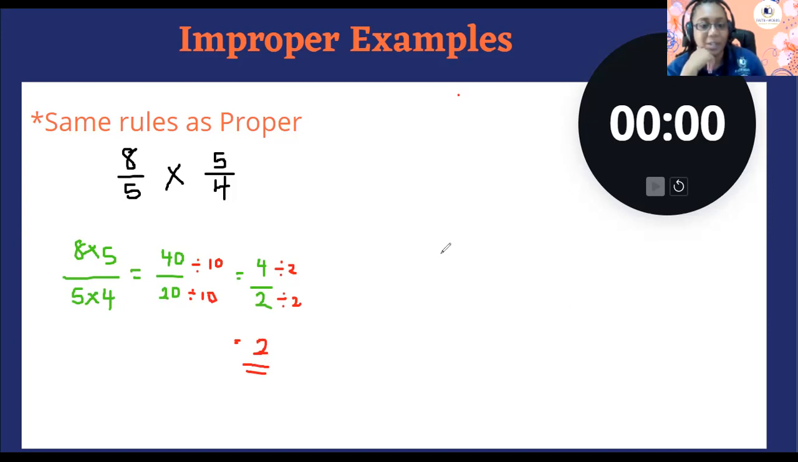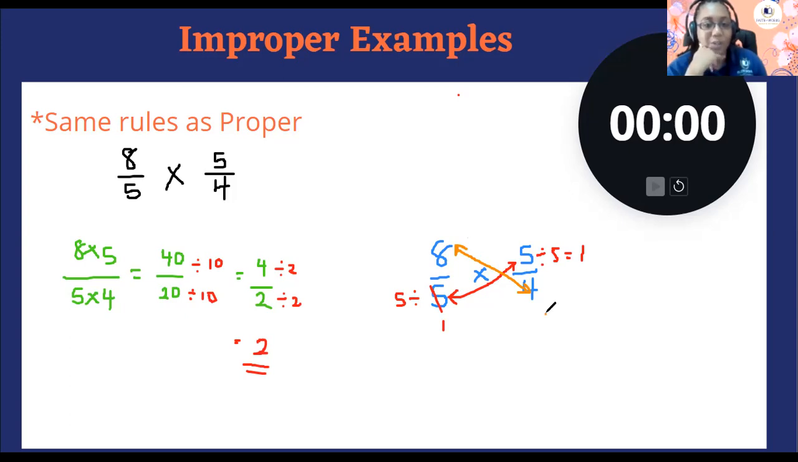Let's say we did cross cancellation. Let's cross it this way. Are they multiples of each other? They're actually the same. So 5 divided by 5 will give us 1. Now let's cross. Let's check these cross numbers here, 4 and 8. We can use 4 to reduce the two of them. 4 divided by 4 will give us 1. 8 divided by 4 will give us 2.